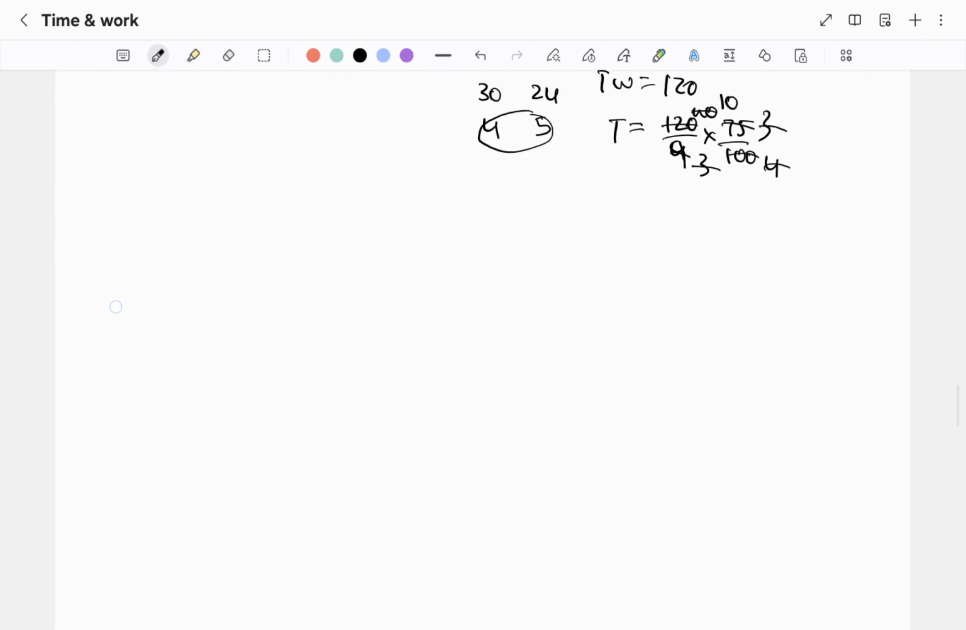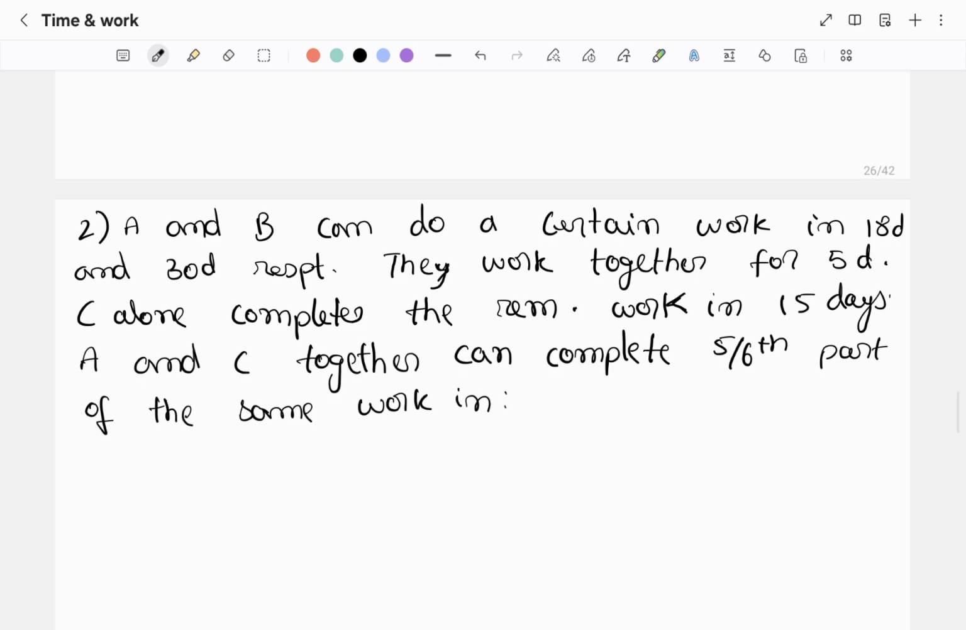Next question. A and B can do a certain work in 18 days and 30 days respectively. They work together for 5 days. C alone completes the remaining work in 15 days. A and C together can complete 5/6th part of the work in how many days?